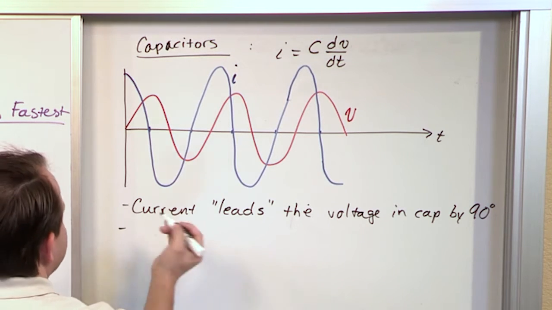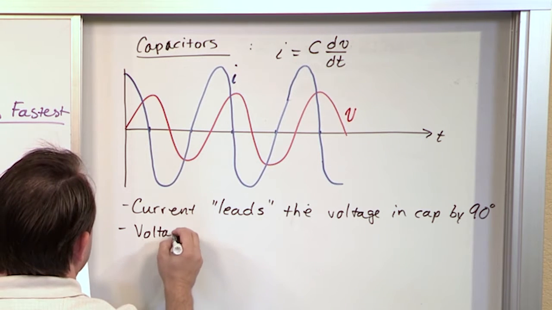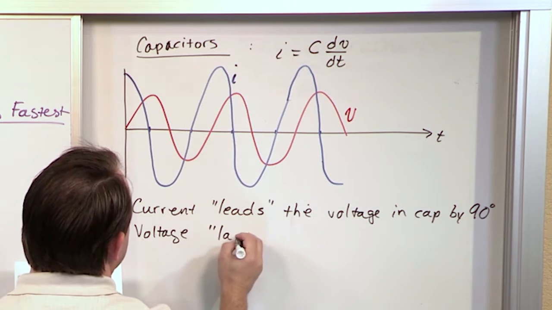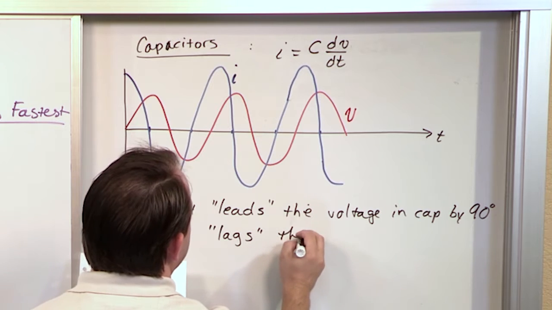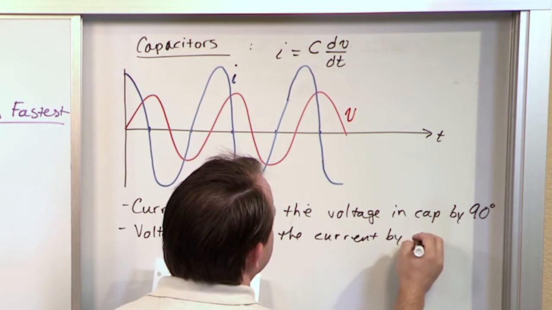So we can say the same thing is true. Current leads, or we could say voltage lags the current by 90 degrees.